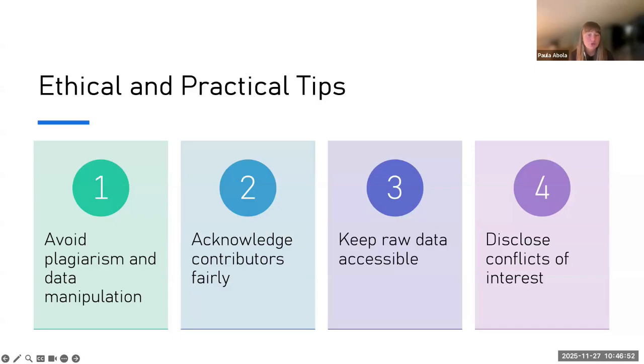You should always acknowledge co-authors and contributors accurately. There is a thing called ICMJE authorship criteria. So usually you say these co-authors contributed to these parts of the manuscript. You should also keep your raw data securely stored and available if editors request it for verification. And finally, you should disclose any potential conflicts of interest, such as funding sources, affiliations, or personal ties that might bias interpretation.